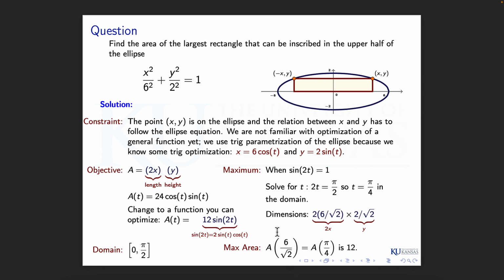And so for the dimensions, you found t, so you have to plug it back into x and y. x was 6 cosine t, y was 2 sine t. If you plug them in, for x you get 6 over square root of 2, and for y you get 2 over square root of 2. And remember, the length of the rectangle was 2x, so 2 times 6 over square root of 2 is the width, and the other one is the height, and you found the dimensions of the rectangle.